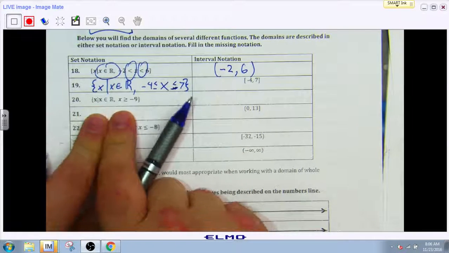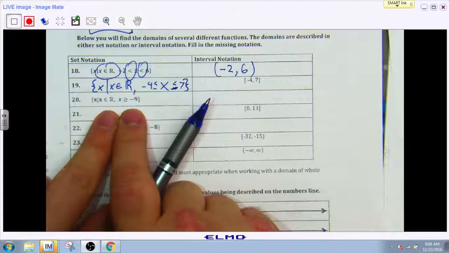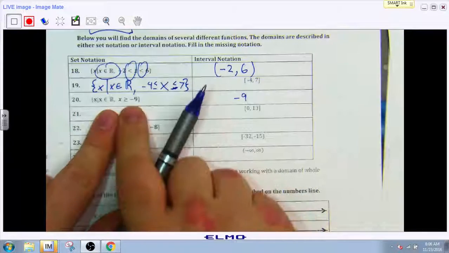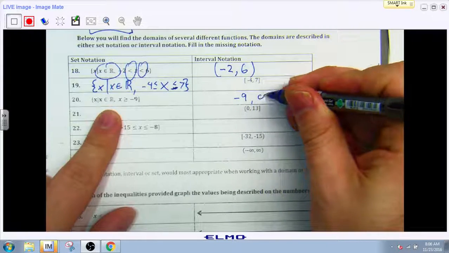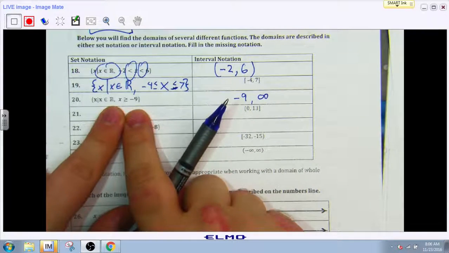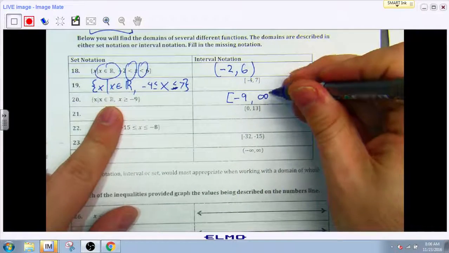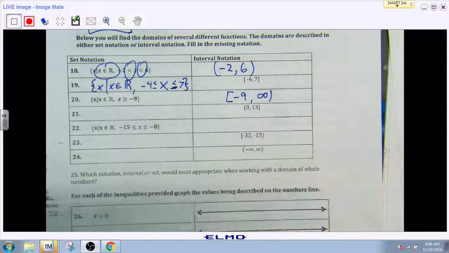Let's look at this next one. The set of x such that x is all real numbers, where x is greater than or equal to -9. So my lowest value is going to be -9. My highest value, well, x is all numbers that are greater than that, so my highest value is going to be infinity. And then it's or equal to, so that tells me it's a bracket. And then this is infinity, so we always put a parentheses since infinity isn't a real number.